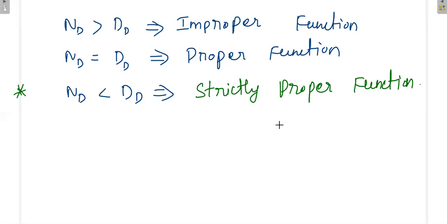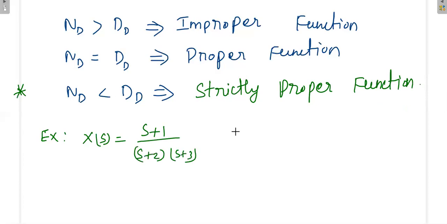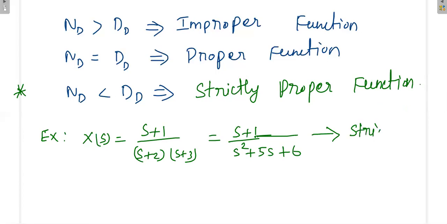What is the example for strictly proper? For example, x of s is equal to s plus 1 divided by (s plus 2) into (s plus 3). Then we can also write this as s plus 1 divided by s square plus 5s plus 6. If the transfer function is like this, the order of the numerator is less than the order of the denominator, so this function is strictly proper.